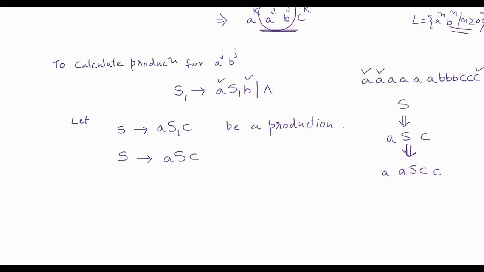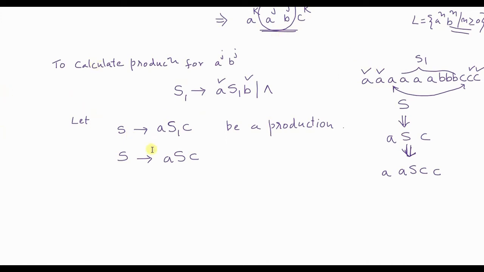So I get 2 A's matched to 2 C's. Now what is remaining is one more A and one more C. Only one pair of A and C is remaining. And then what is to be matched is 3 A's with 3 B's. So who will take care of this? S1 will take care of this. But only one A and one C has to be matched.